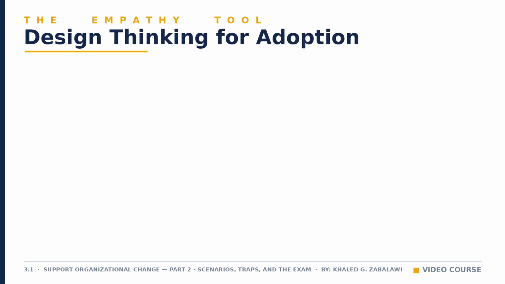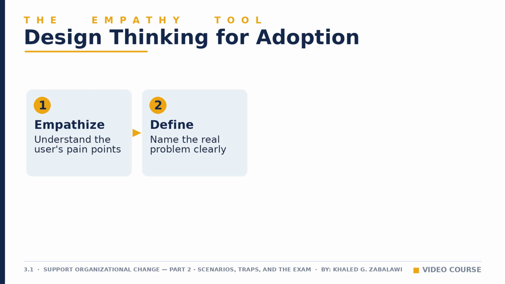Design thinking is non-linear and iterative, and it exists to understand the human experience of change before you build a single training module. You start by empathizing, sitting with users to understand what actually worries them about the change, not what you assume worries them. Often the real fear has nothing to do with the technology itself. Next, you define the core problem in plain language, something like users are afraid of looking incompetent in front of colleagues. A clear problem statement points you toward a completely different solution than a vague one does.